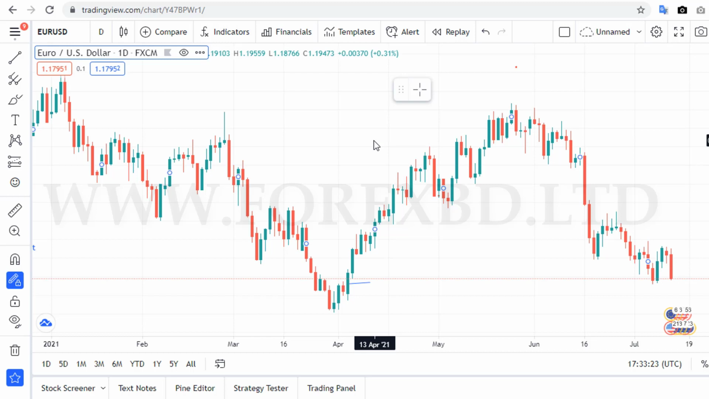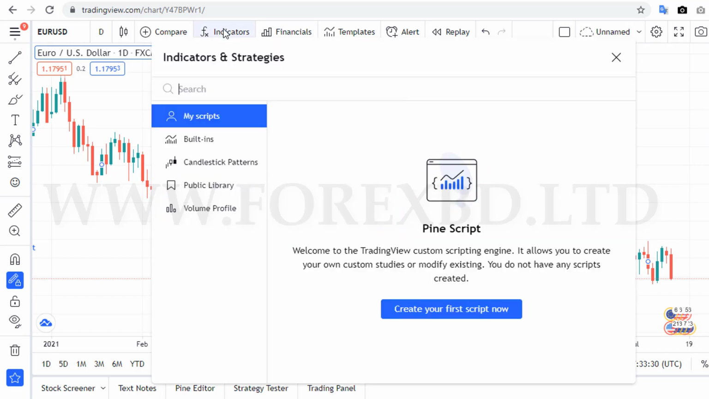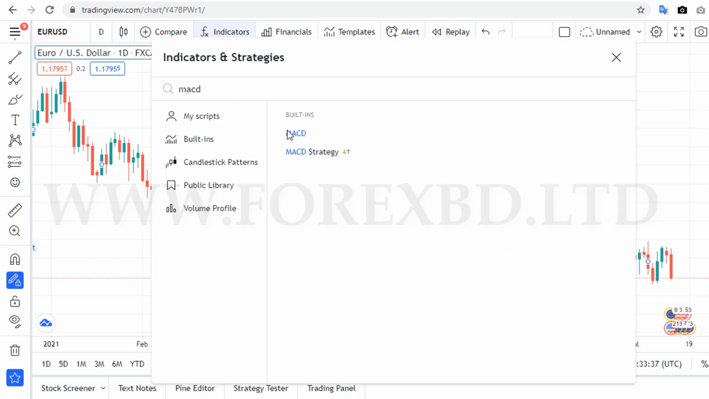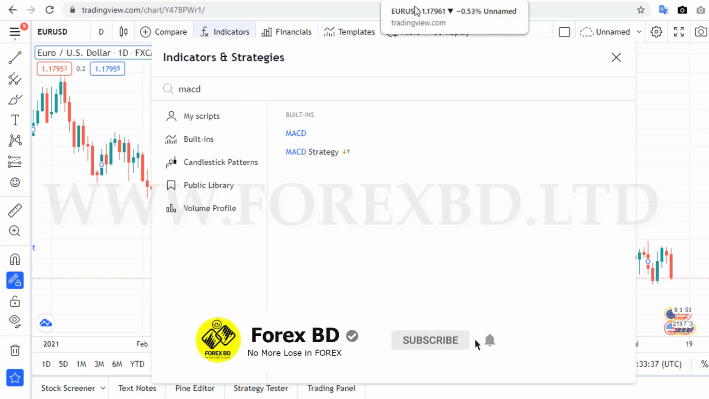It's very simple, you can easily master it. Now we are going to show you how to set it up. It's very easy to set up. We are setting it in TradingView. First click on the strategy and indicator option, then search by typing MACD. Once you click on the indicator named MACD, it will be set up on your chart.